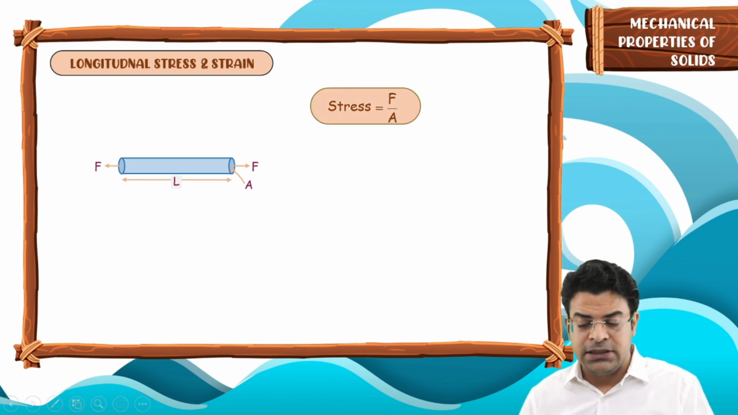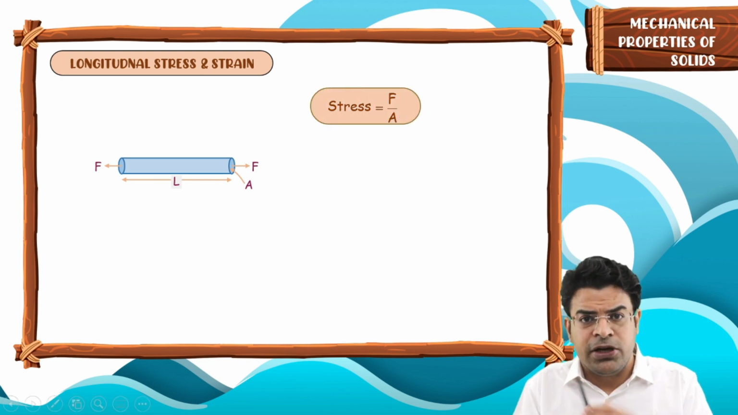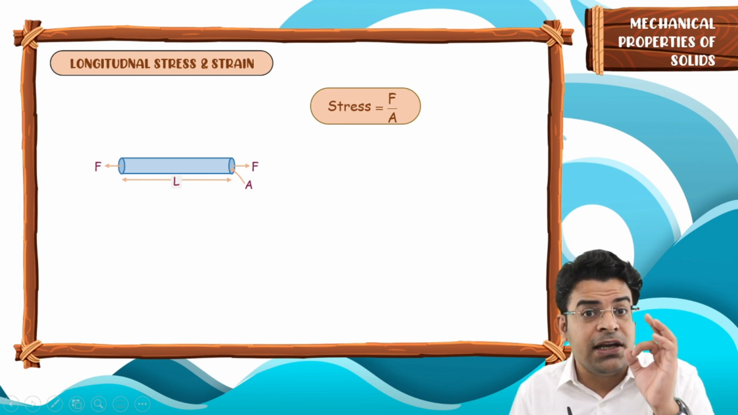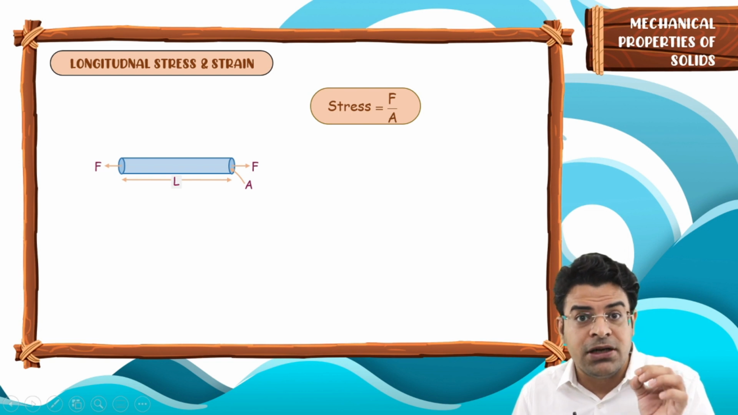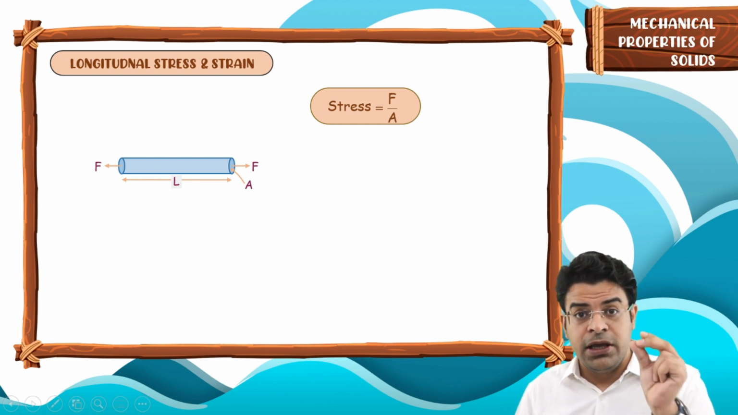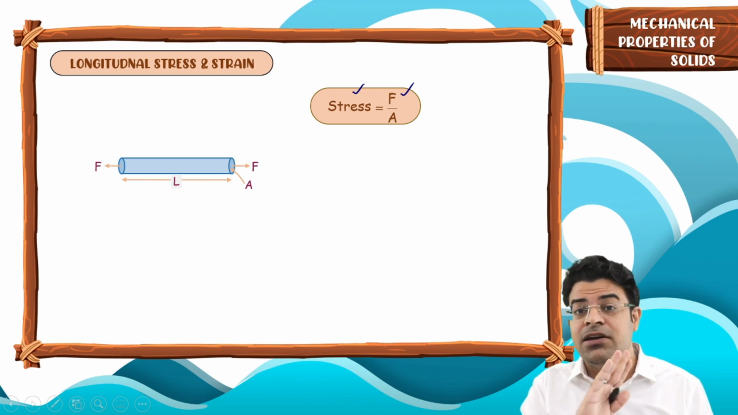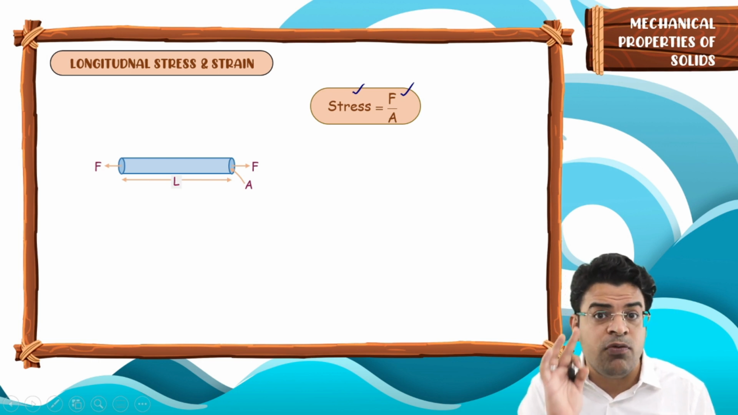Now somebody might say stress is just like pressure, force per unit area. No beta, stress is a tensor quantity while pressure is a scalar quantity. So keep in mind the formula looks the same, but stress is a tensor quantity. It's a different quantity. It is defined for solids.